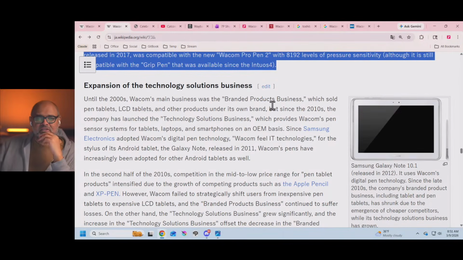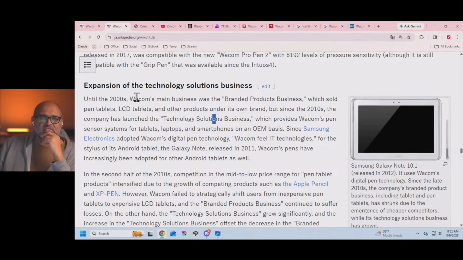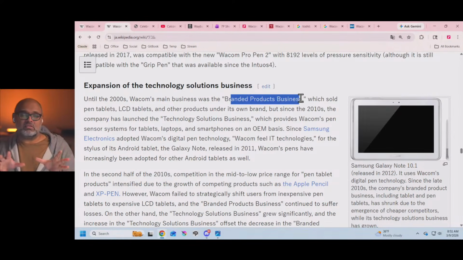Okay, here we talk about Samsung. Until the 2000s, Wacom's main business was branded products business. So let me just explain what this means, because it may not be clear. Branded product means Wacom sells something with the word Wacom on it. That's the brand, okay?